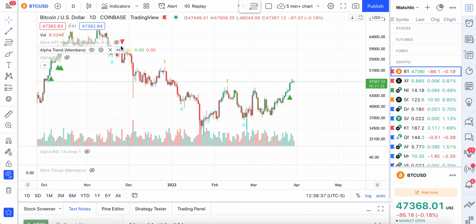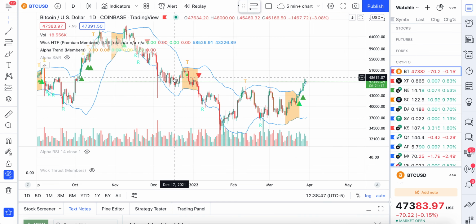Now for the next one, the Wic HTF. So all these indicators I'm going to show you guys, they all work great together. They're great alone, but they're so much better together. So this Wic HTF, what does it do?